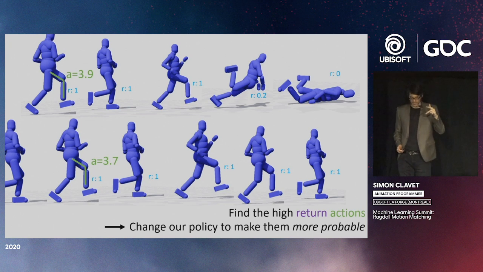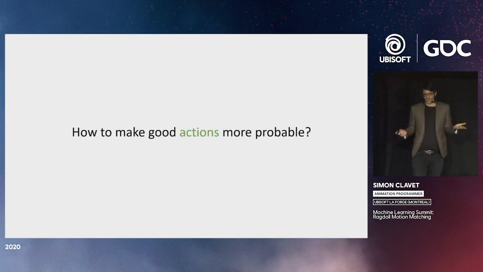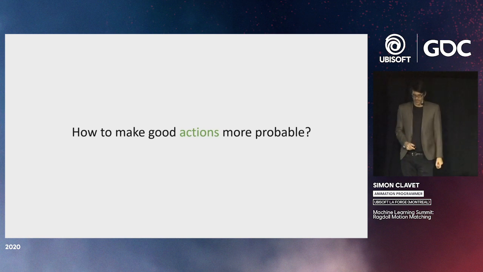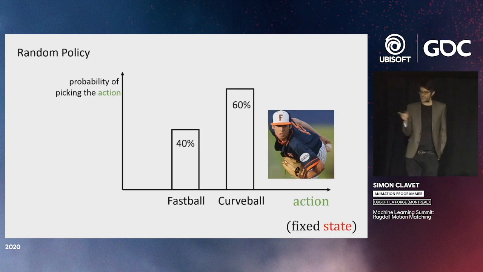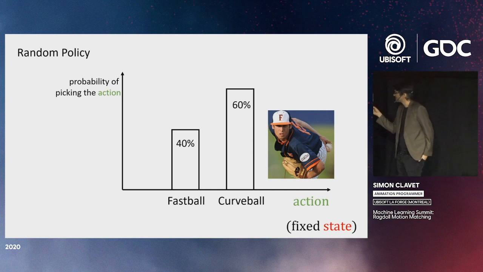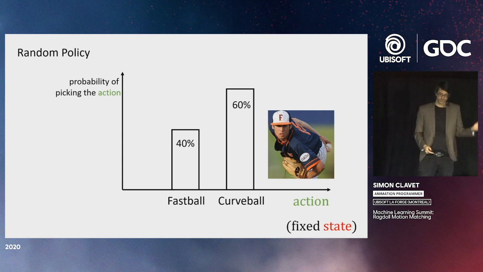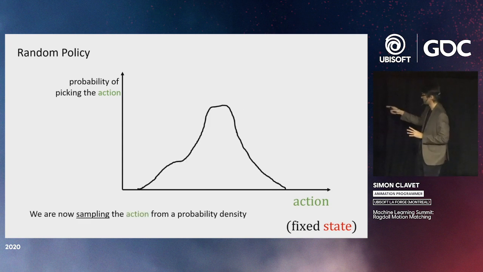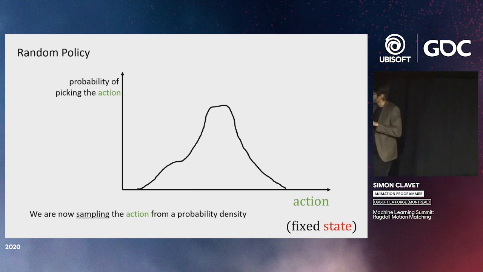So let's start with the second one. How to make good actions more probable. Let's say we already know which ones are good. So we go back to this little drawing, a random policy. There's the action there. We're in a fixed state. Let's say the state is fixed. And now this graph is the probability of picking the action. But now we're in continuous space, so it's more like this. So we're sampling the action from a probability density. This curve there is a probability density.